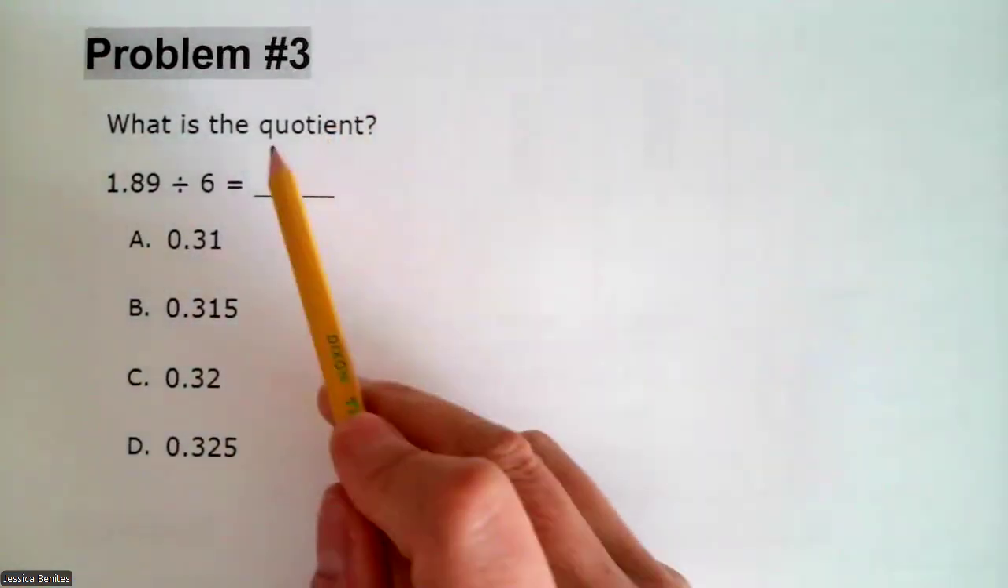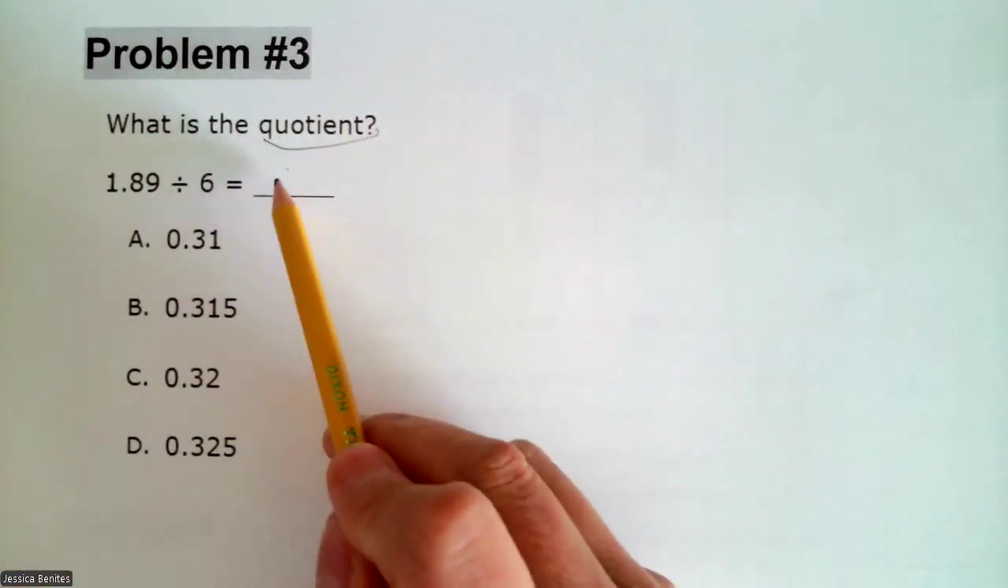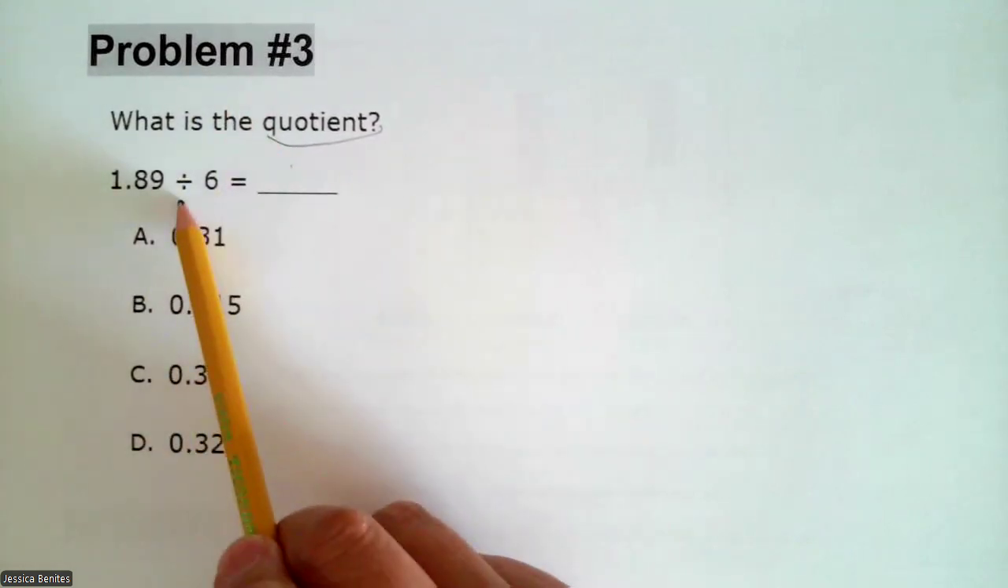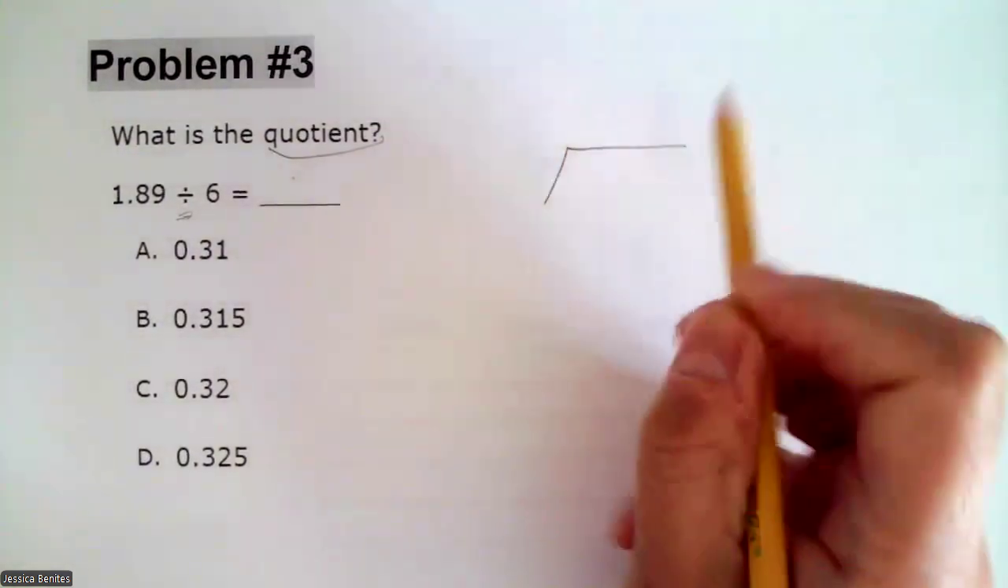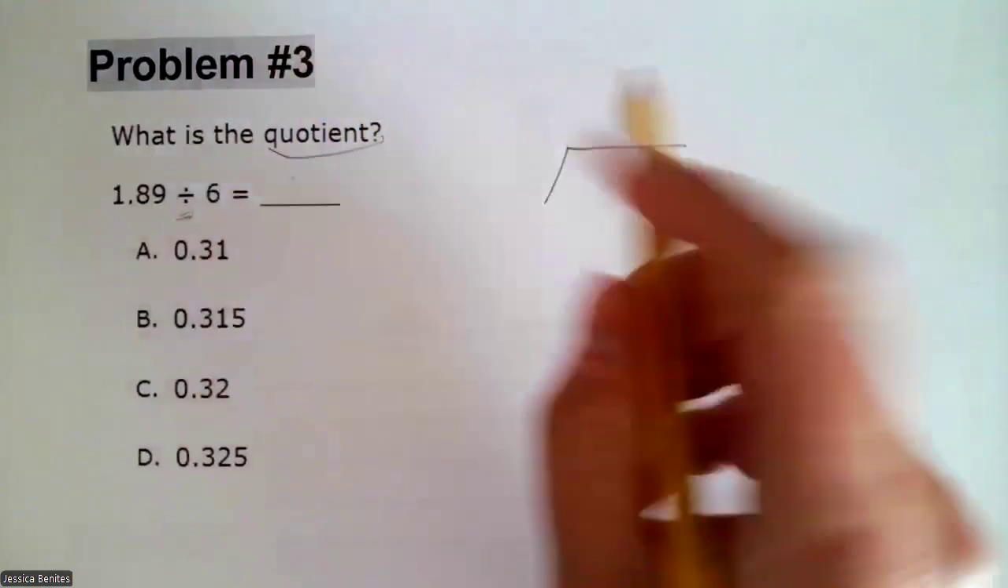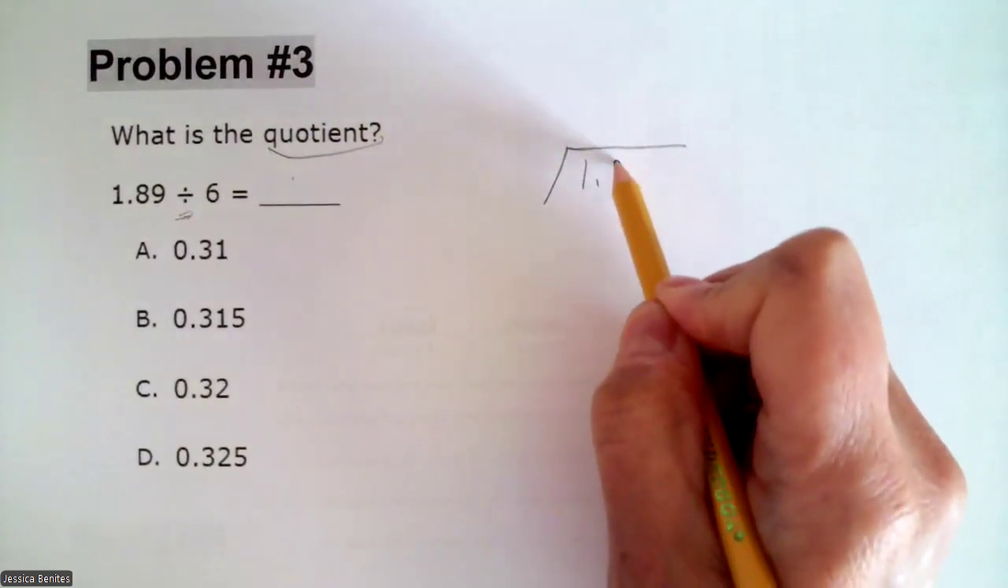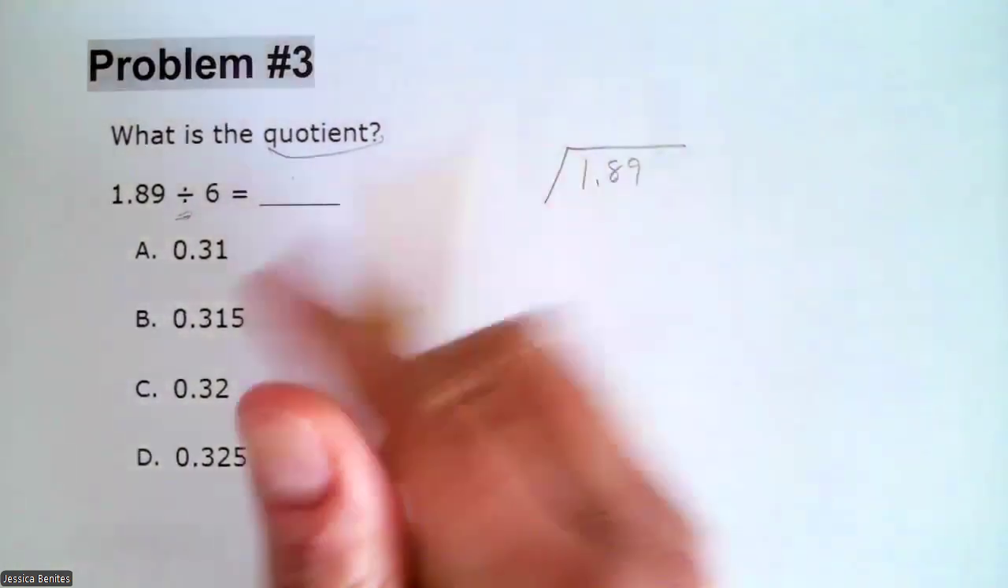And then we have number 3. What is the quotient? Quotient we know is the answer to a division problem. Ooh, this is the obelisk. We're going to divide by converting it into the house, or the vinculum, how we like to say it. So 189 always goes in the house because this is the dividend, the total amount that you're dividing.